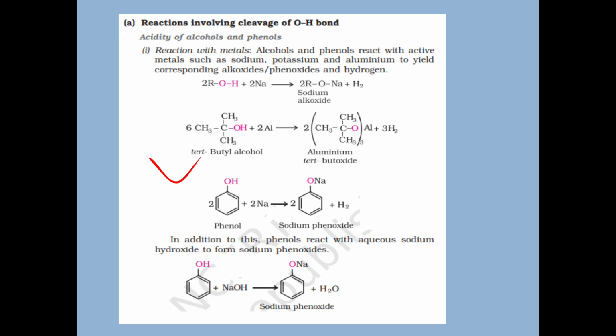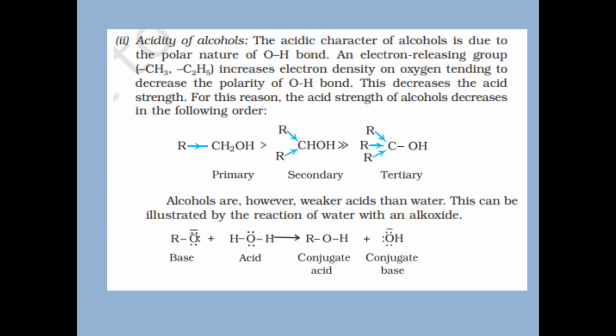Now come to phenol. Phenol also reacts with sodium to give sodium phenoxide with the release of hydrogen, and phenol with NaOH also gives sodium phenoxide with the release of water. Acidity of alcohols: primary alcohol has higher acidity than secondary alcohol, than tertiary alcohol. It is due to the inductive effect. Alcohols are weaker acids, so their conjugate base is stronger. That is, alkoxide is a stronger base.